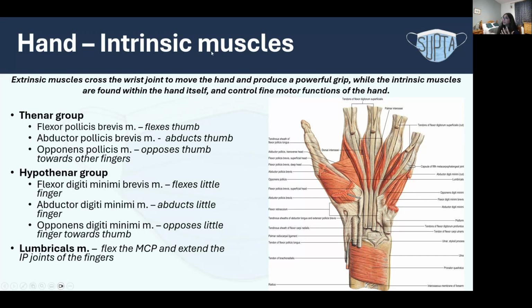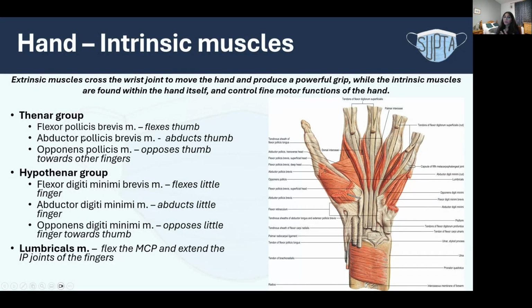Whereas these intrinsic muscles are meant to produce more fine motions and a powerful grip. For example, if I were to hold a pen like this, I would be using my intrinsic muscles. But if I were moving my hand up and down like this or swirling this pen around, I'm using my extrinsic muscles. So our intrinsic muscles are divided into different groups.